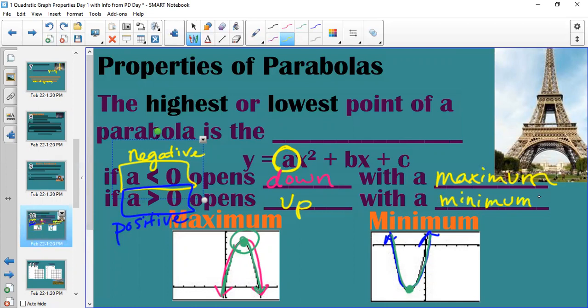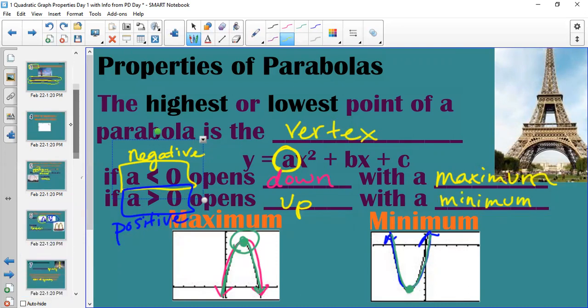So anytime a graph or a parabola opens up, it will always have a minimum. Every parabola will either have a highest point or a lowest point, and we call that point the vertex. So the vertex is always either the highest point or the lowest point. To be more specific, the vertex could either be a maximum or a minimum.